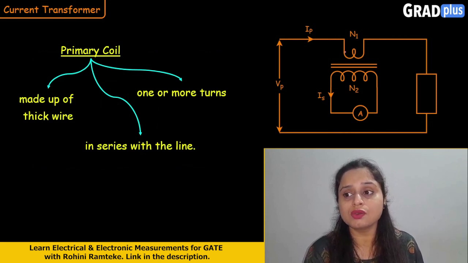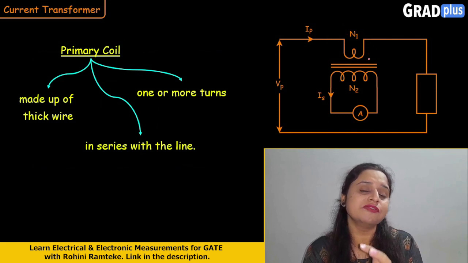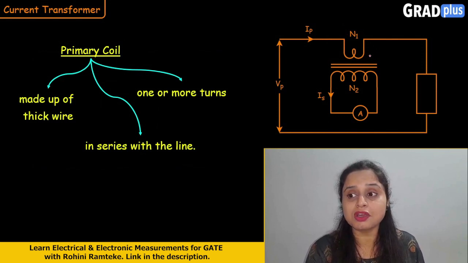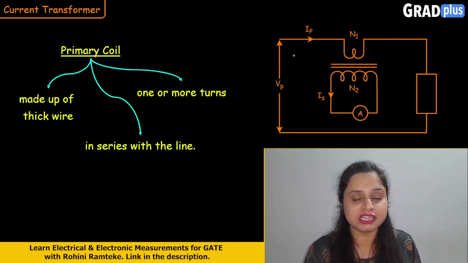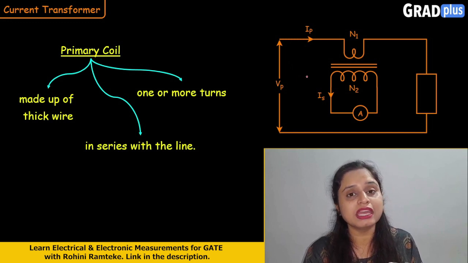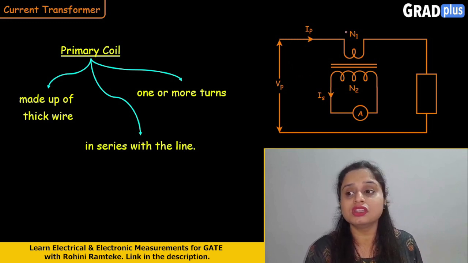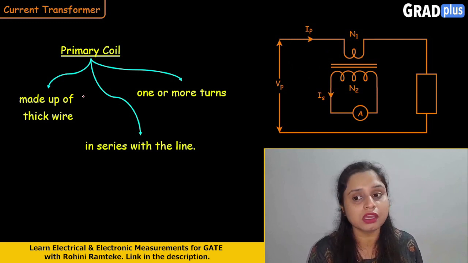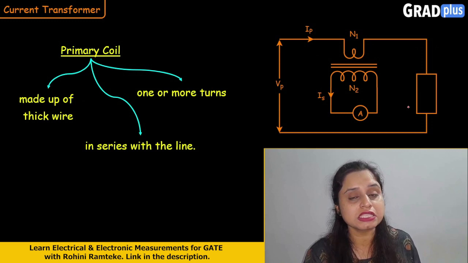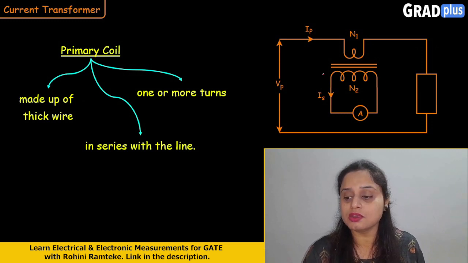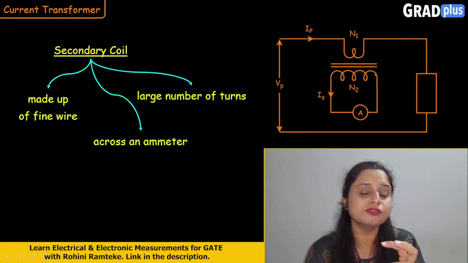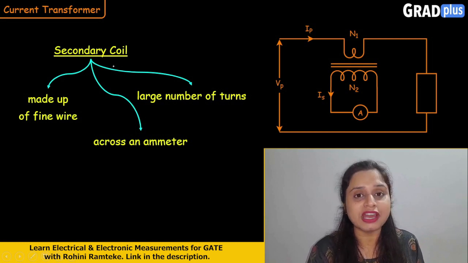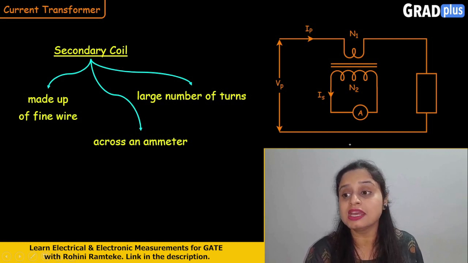For the primary coil, you can see it has 1 or 2 turns. So the number of turns on the primary side is very low. But as it is directly connected to the main supply, it will carry a large amount of current. Therefore the winding or coil is made of thick wire, and it is always connected in series with the line. On the secondary side, you can see the coil has more turns, but the amount of current flowing is very low. So it is made of fine wire, or you can say very thin wire. And on the secondary side, the ammeter is connected.